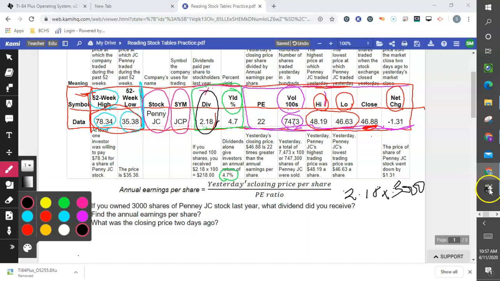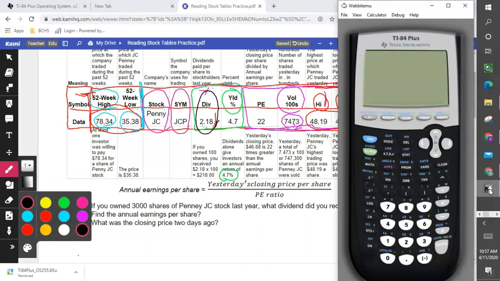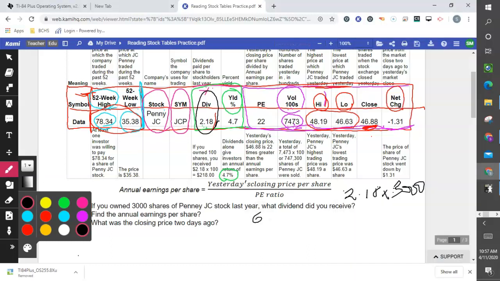But anyway, okay, let's do 2.18 times 3,000. That's 6,054. So that's that. Number one, 6,054. So that's it for question number one.